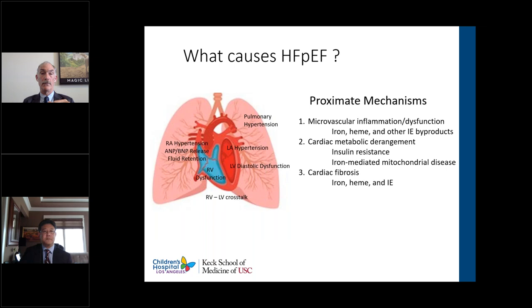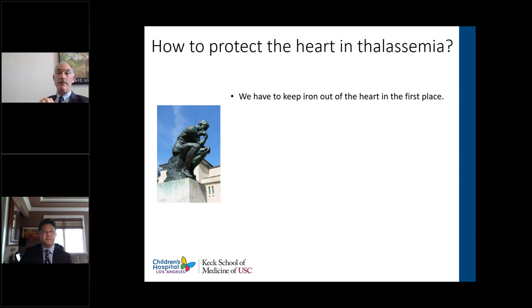So how do we best protect the heart in thalassemia? Well, number one, we have to keep iron out of the heart in the first place. And that is really by strict chelation compliance and regular MRI monitoring. And we are still struggling in this country with deploying MRI monitoring on a routine basis.